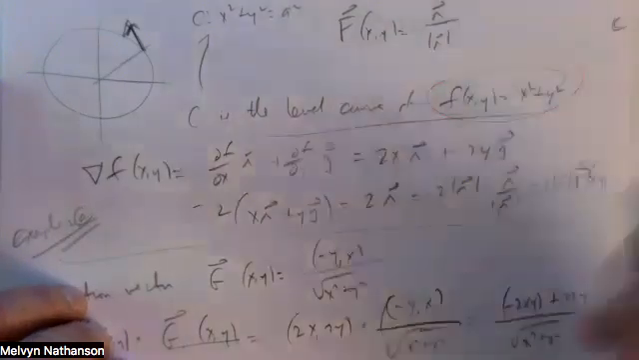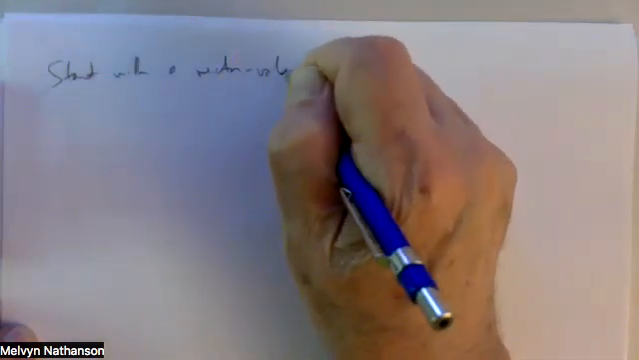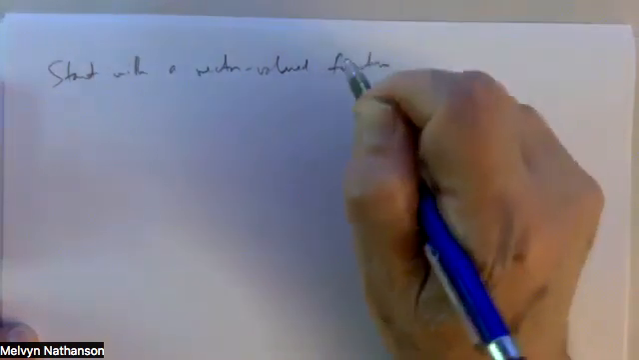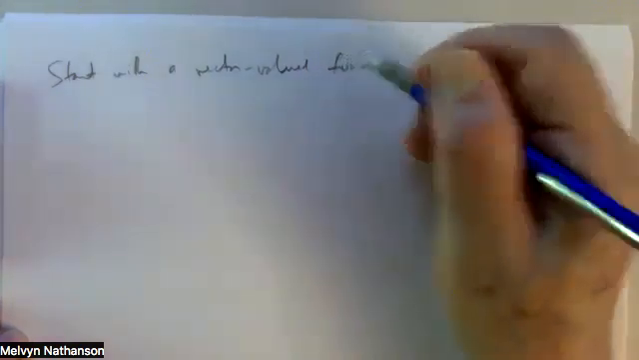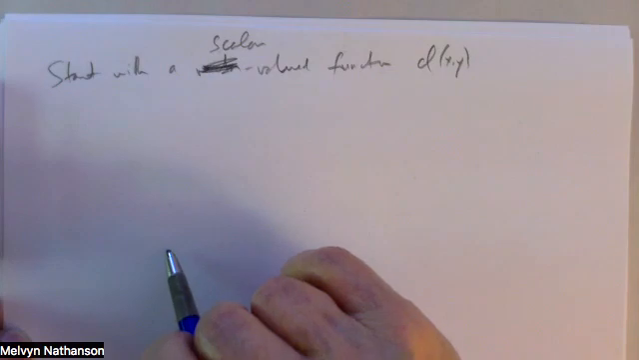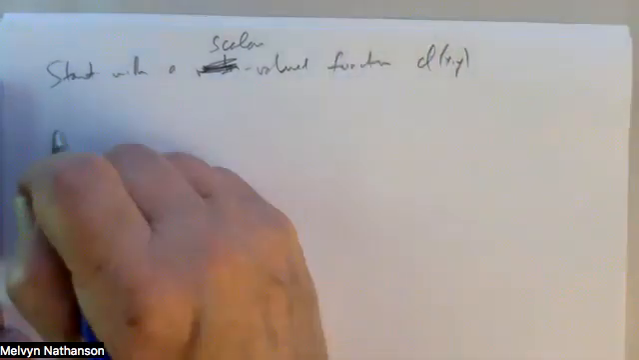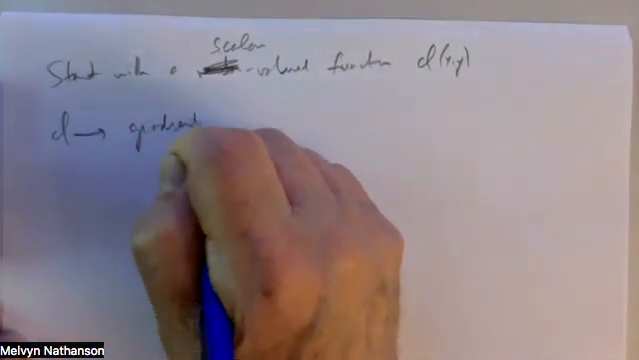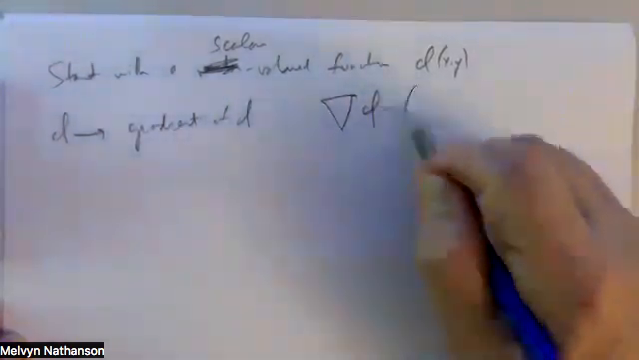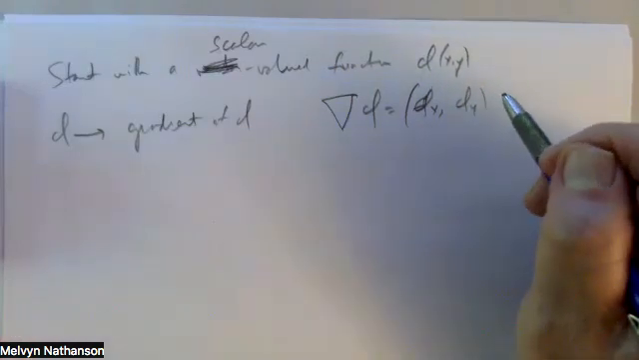Now, one way to get a vector field is if we start with a scalar valued function phi of x, y. So this is a function of two variables, a scalar valued function. From phi we can get to the gradient of phi. The gradient of phi is by definition the partial derivative of phi with respect to x, comma, the partial derivative of phi with respect to y.